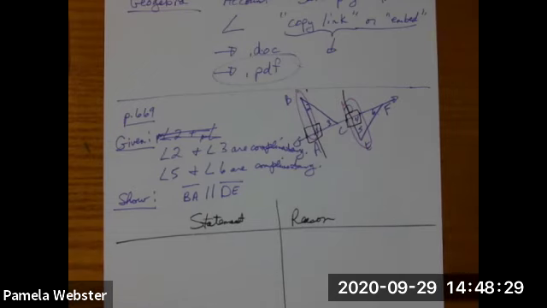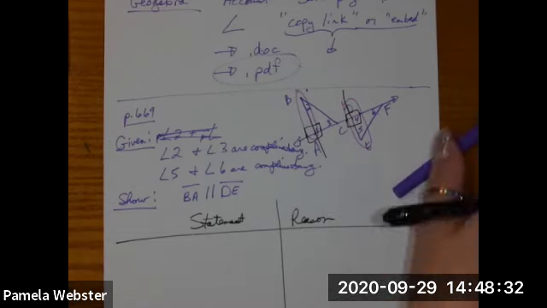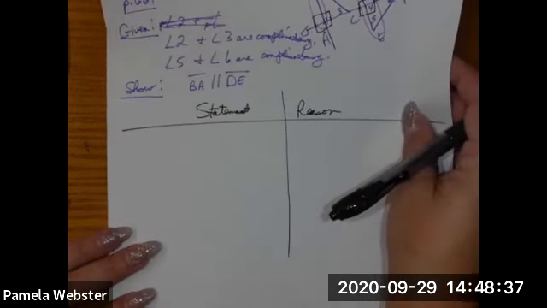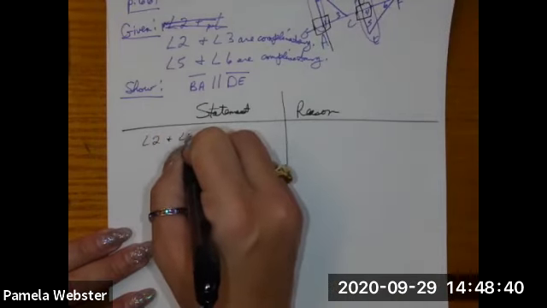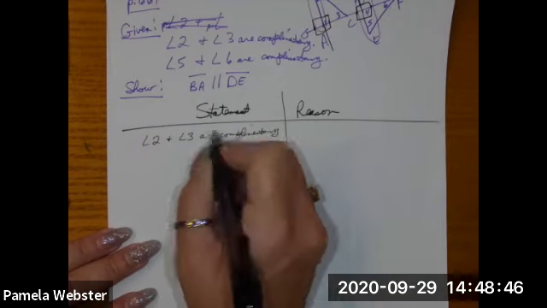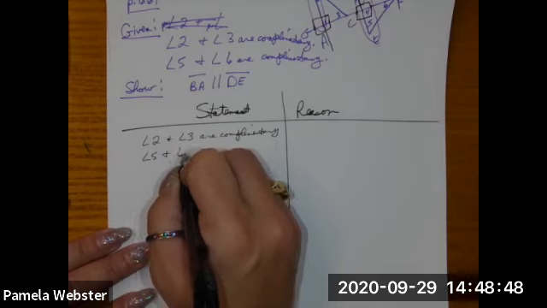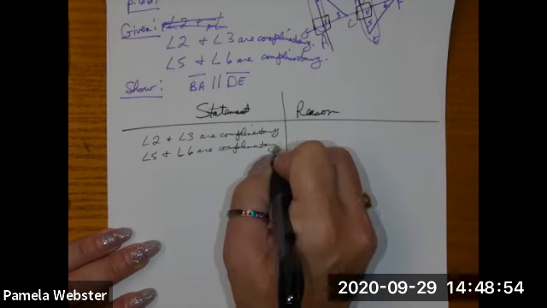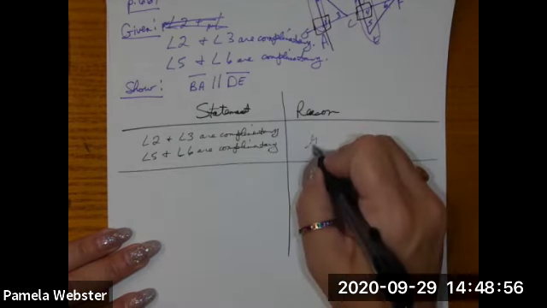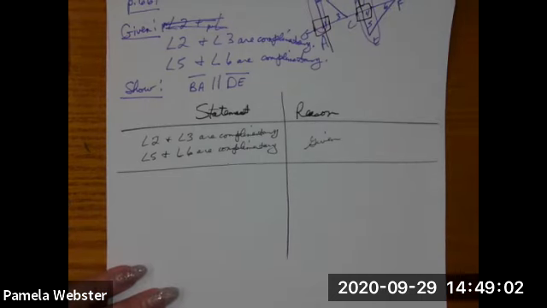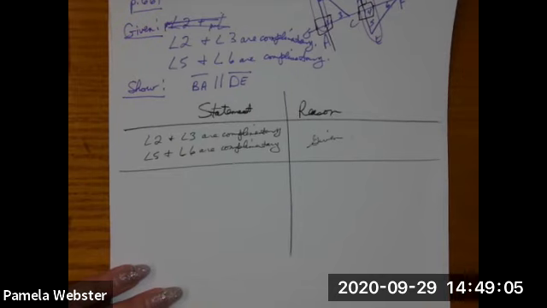Where do I start? My first statement's always given. Okay. Angle 2 and angle 3 are complementary. I also know from the given that angle 5 and angle 6 are complementary. Okay, so I'm going to put those together and I'm just going to say that's the given. You can write given separately on each of them if you want. That's fine. Okay, what do we do next?